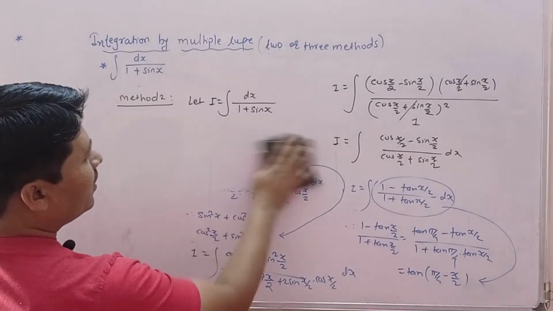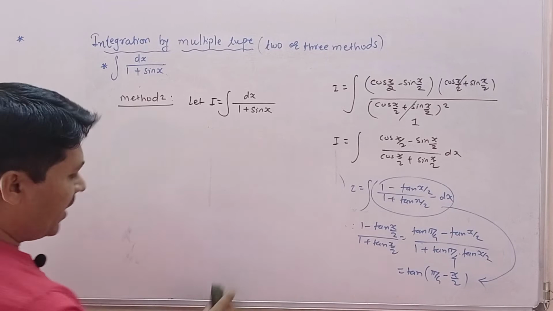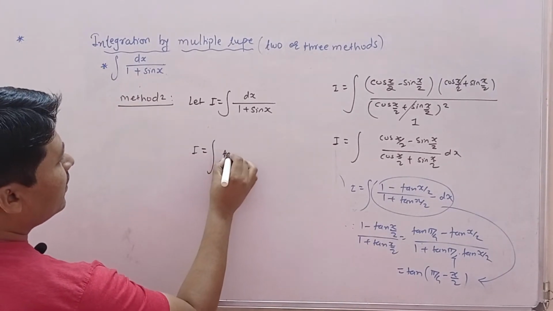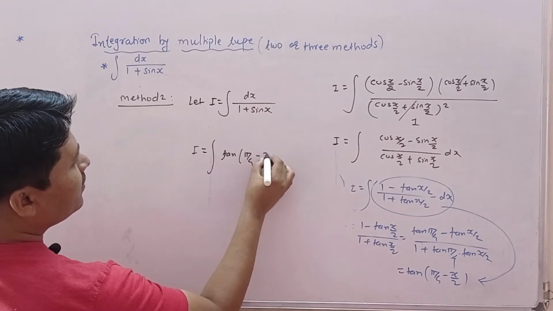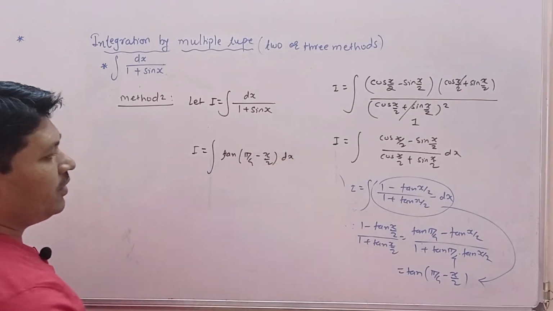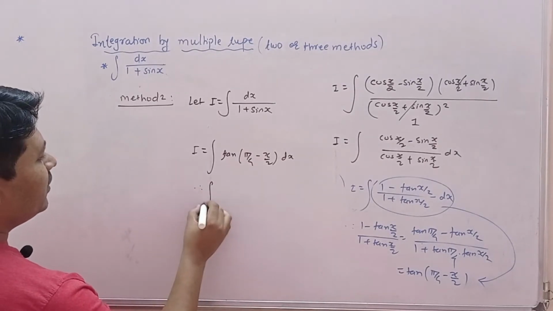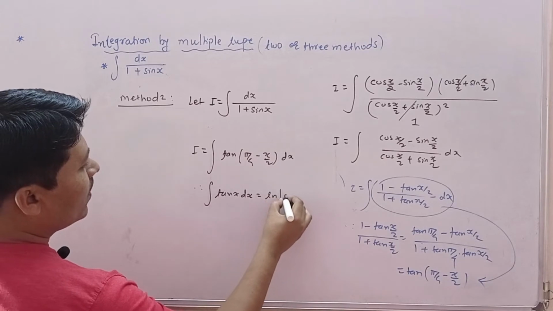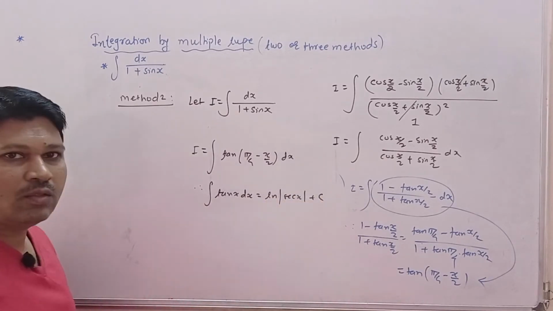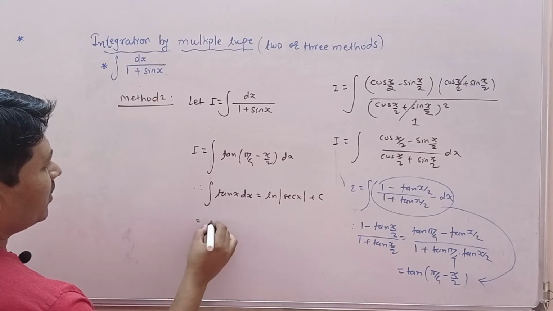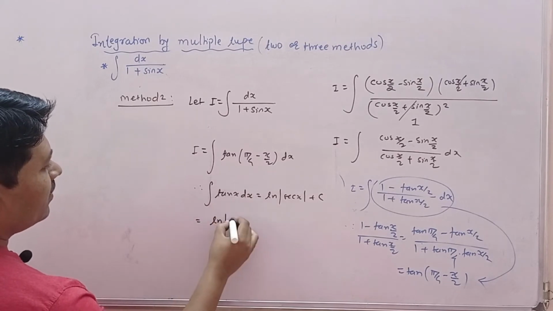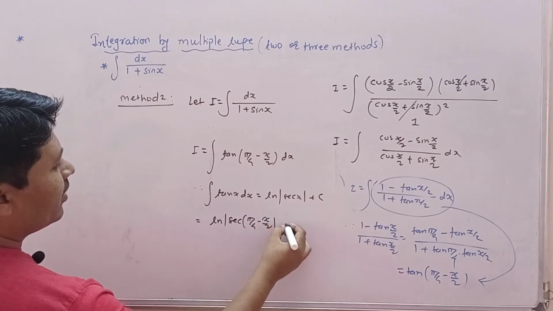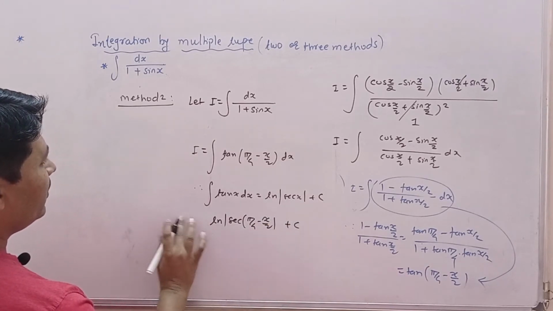Then we get the final solution here. Observe, I is equal to the integration of tan of pi by 4 minus x by 2, bracket complete, dx. And we know that the integration of tan x dx is equal to ln sec x plus c. Therefore this integration becomes ln sec of pi by 4 minus x by 2 plus c, where c is the constant of integration.